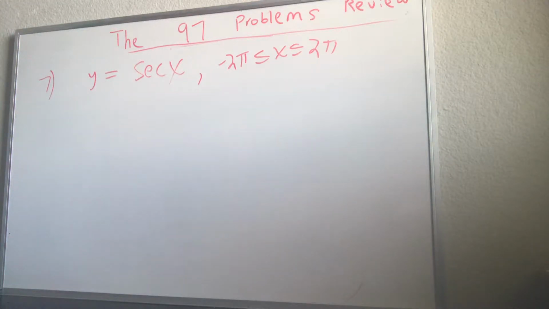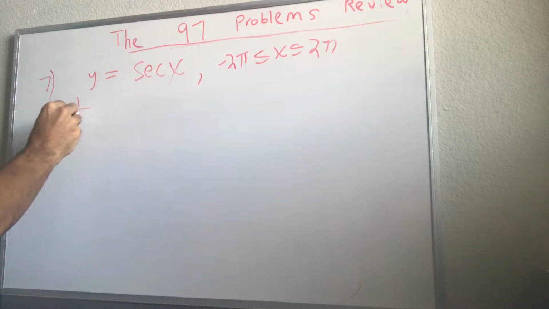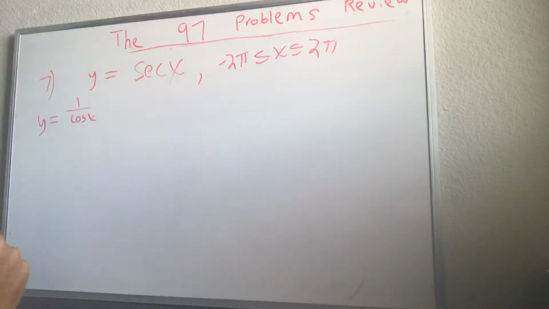Here we have y is equal to secant of x, and that's our specified domain here. So we want to graph this trigonometric function. Obviously we know that y is equal to secant of x is really just y is equal to 1 divided by cosine of x, right? Because these are inverses of each other.